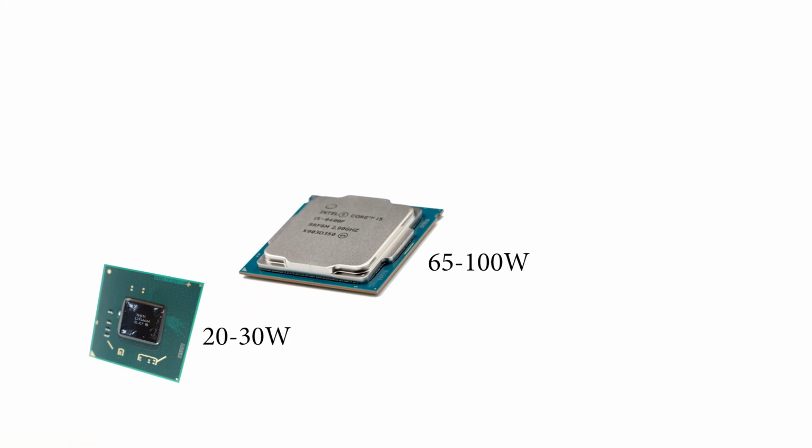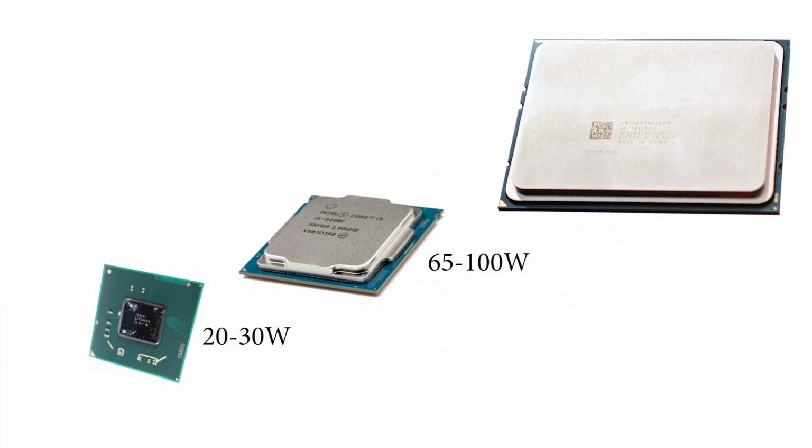The chipset itself will use about 20 to 30 watts of power, but this can vary based on your board. For comparison, a modern CPU can take anywhere from 65 to 100 watts, and giant CPUs like the Threadripper series can actually use 280 watts. So you can see the chipsets themselves use just a fraction of the power that your actual CPU will use.